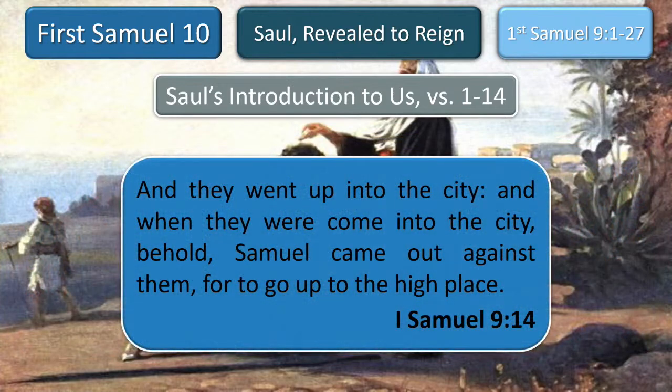Verse 14, and they went up into the city, and when they were coming to the city, behold, Samuel came out against them for to go up to the high place. Just so happens Samuel came out the door. Just so happens. Again, can you not see God's providential hand through this whole story? Just as he's going out the door, here's Saul. And look what happens after that. Again, there's just too many coincidences to believe they are just coincidences.